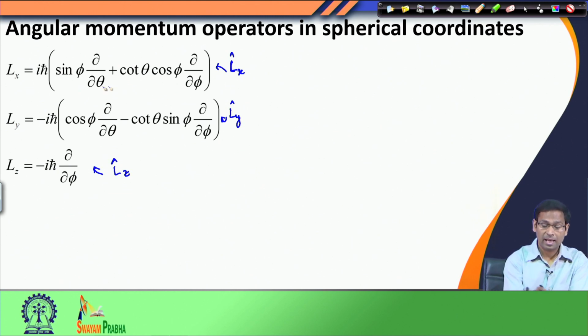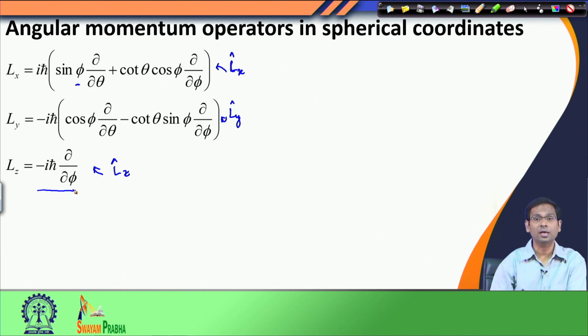So, you see Lx, Ly and Lz now depend, instead of x, y, z or x p x, y p y, z p z, on some phi related terms and some theta terms. So, there are some differentiations with respect to theta, and some differentiations with respect to phi. This is for Lx and Ly, and we see that Lz depends only on the phi coordinate and not on the theta coordinate.